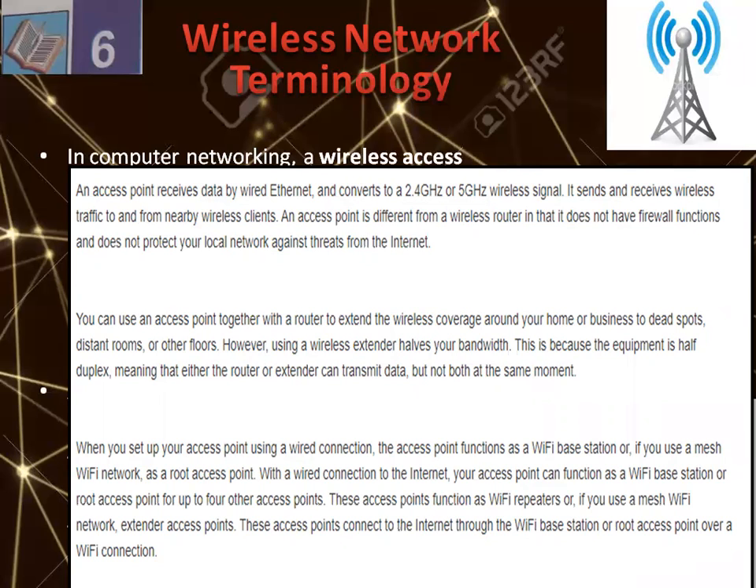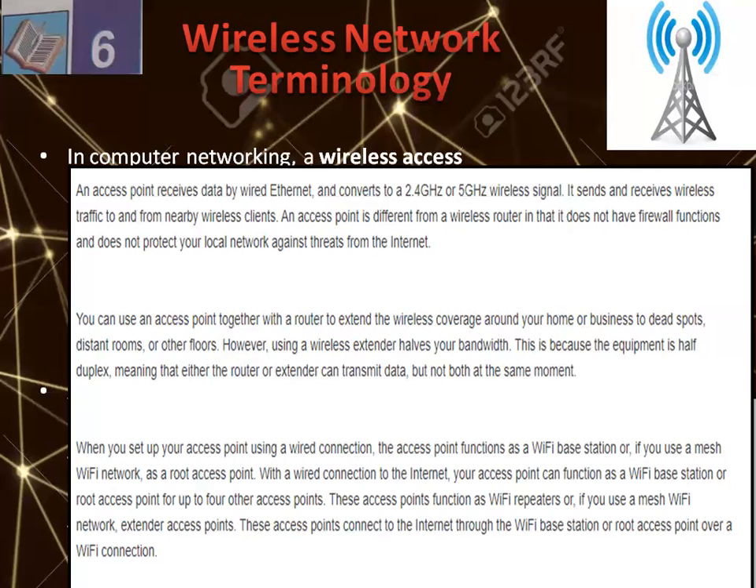However, using a wireless extender halves your bandwidth. This is because the equipment is half duplex, meaning that either the router or extender can transmit data, but not both at the same time. One device first will transfer the data, then the second device will transfer the data. So it is called half duplex. The way of communication is half duplex: first one device will send the data, then the second device will send back the data and information according to the response.